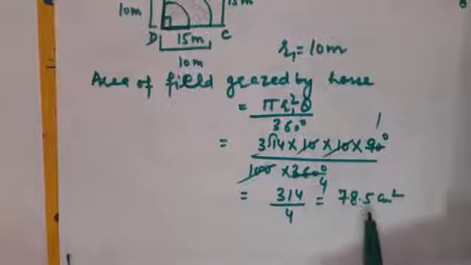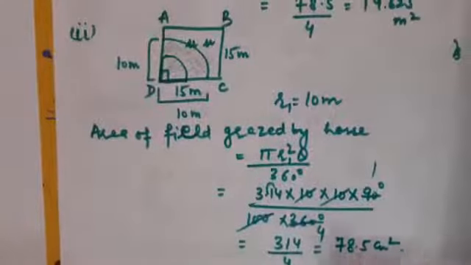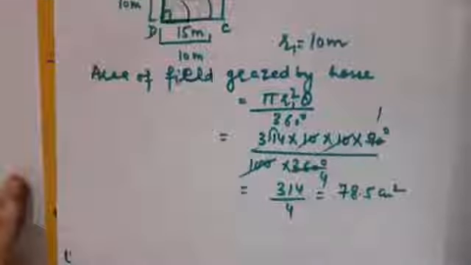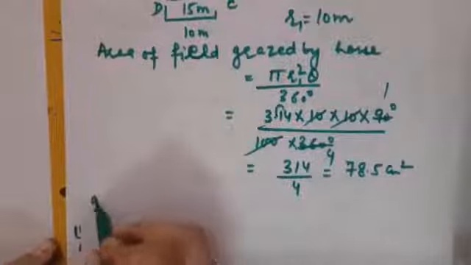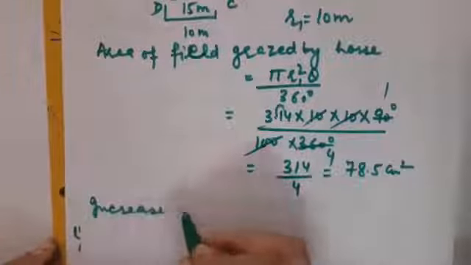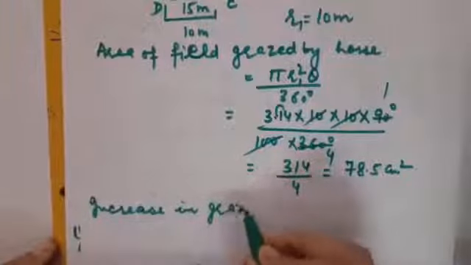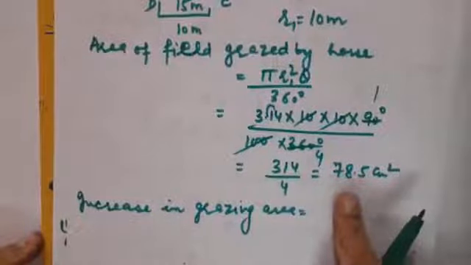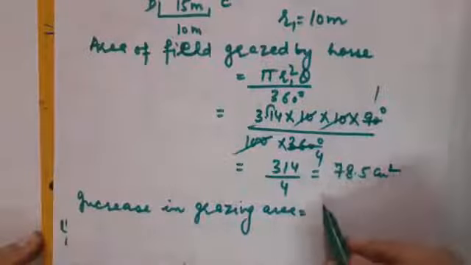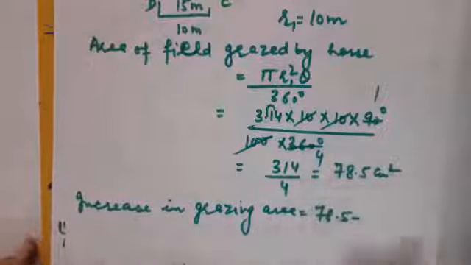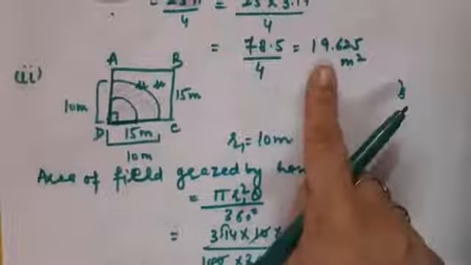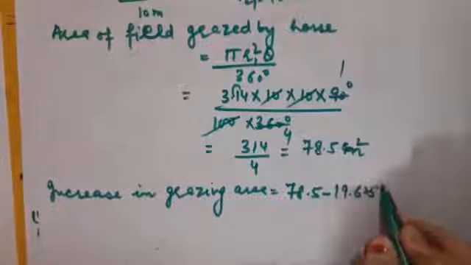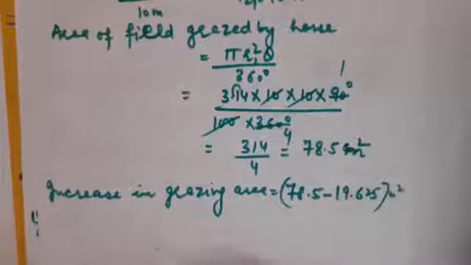This is the area of the field which is grazed by the horse when the length of the rope was 10 meter. Correct? Now we will have to tell the increase in area. So what is to be done for increase in area? Increase in grazing area is equal to, this area is bigger because the radius was used as 10 meter. So let us subtract the smaller area, which is equal to 19.625 meter square. Here you can make a big bracket and write down meter square.